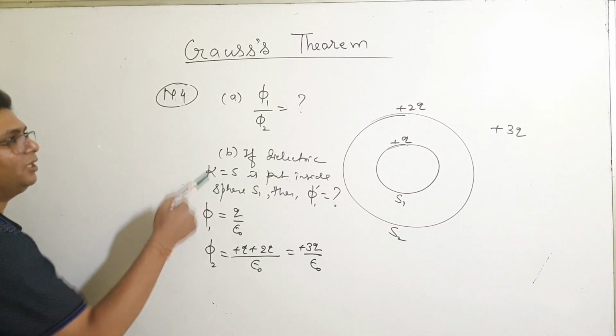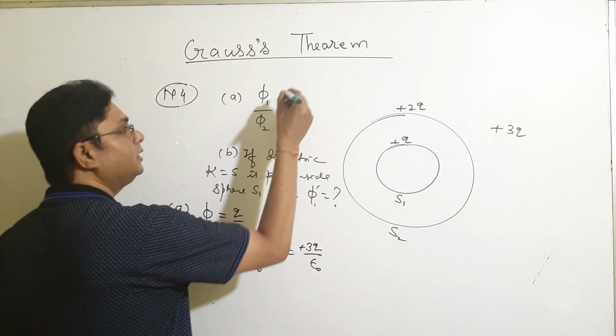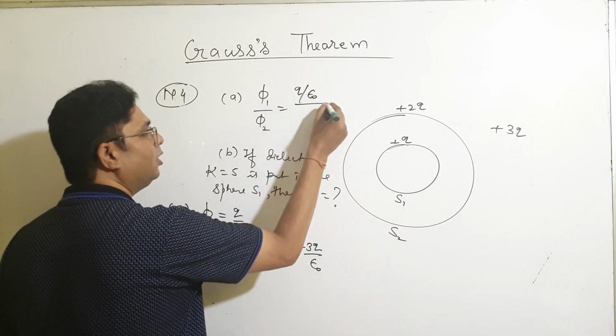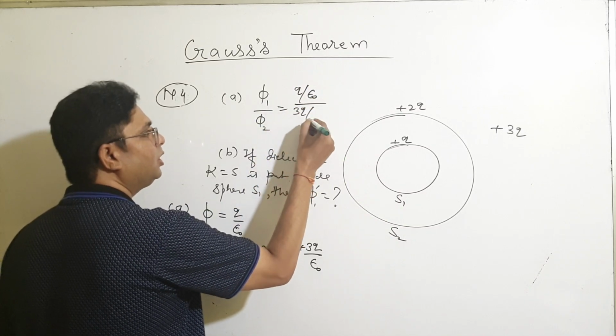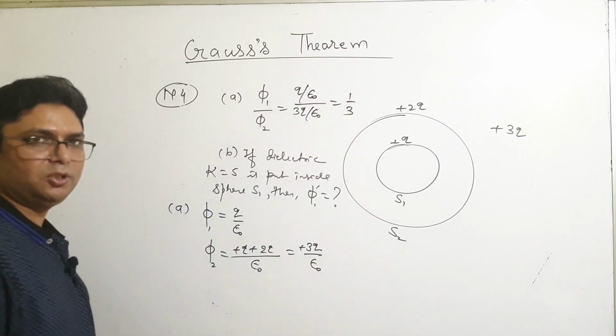Now you have to find the ratio. So just divide it and you get the ratio. This is q upon epsilon naught and 3q upon epsilon naught, it is 1:3. So the ratio is 1:3.